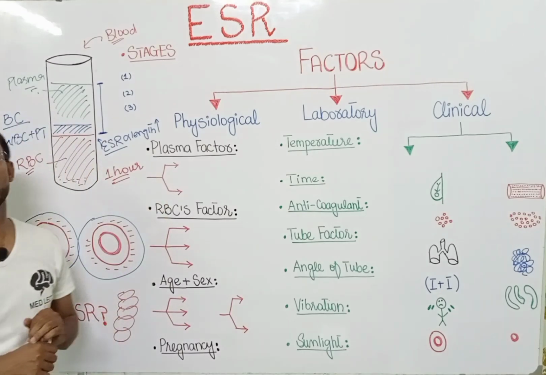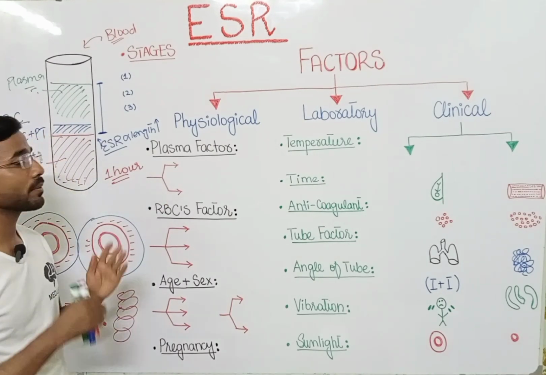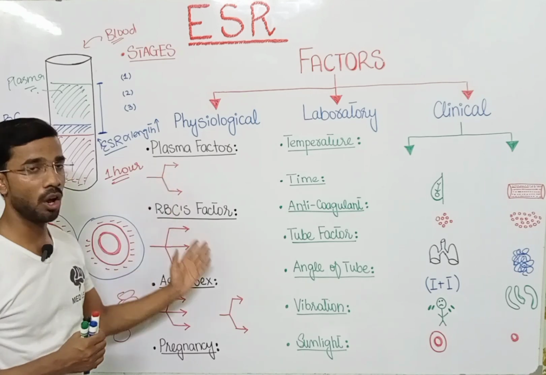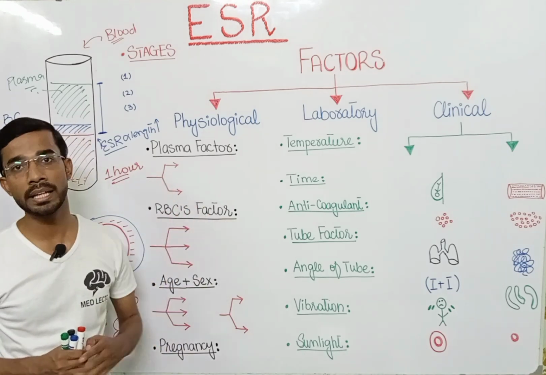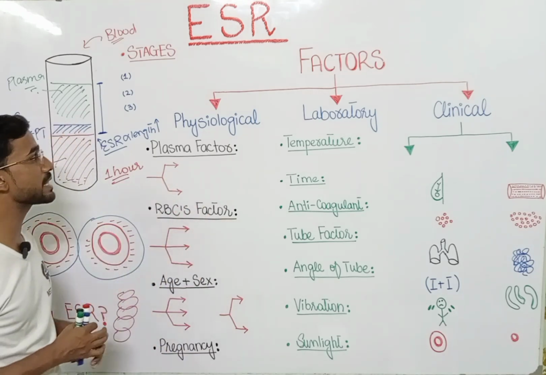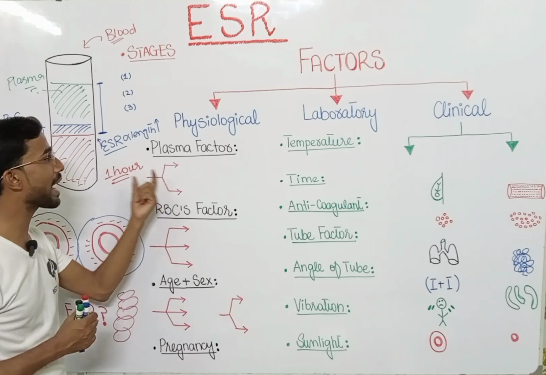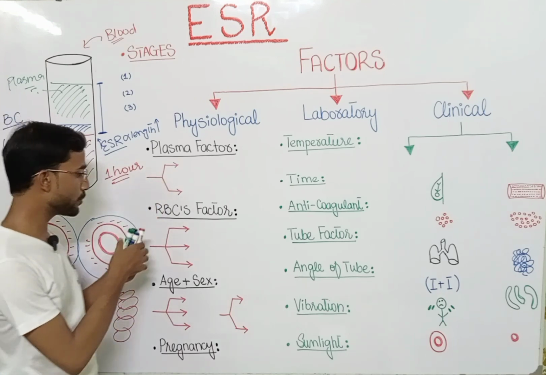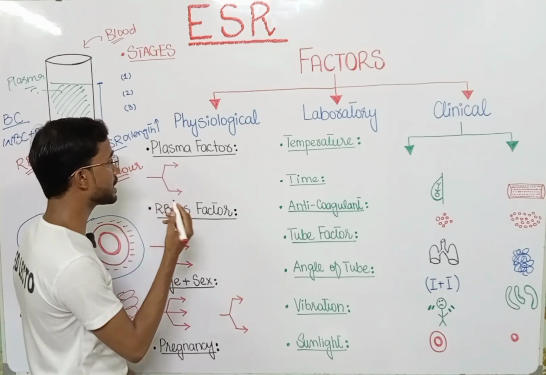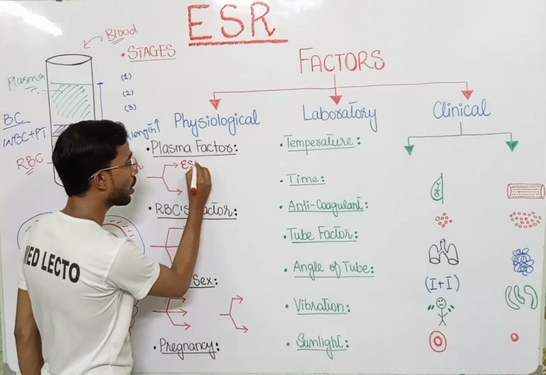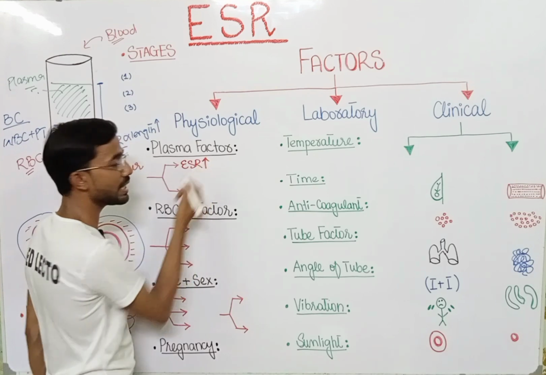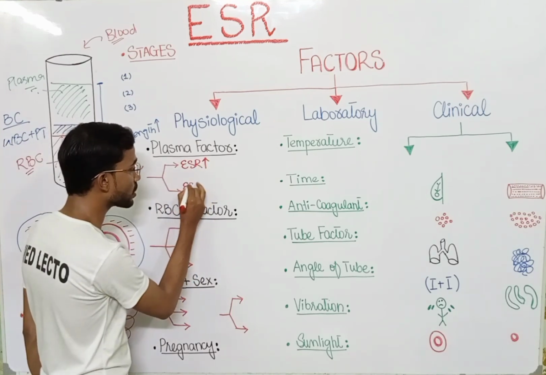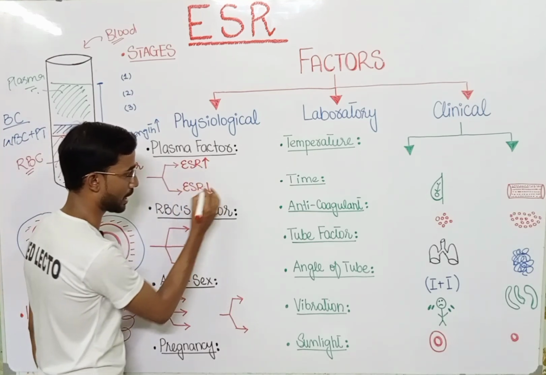If we discuss the different factors, there are three most important: physiological, laboratory, and clinical. First of all, the physiological factors. The first factor is the plasma factor. Here we will see in what situations we see an increase in ESR and in what situations we see a decrease in ESR.